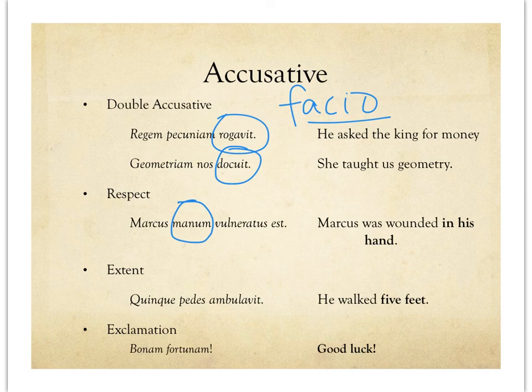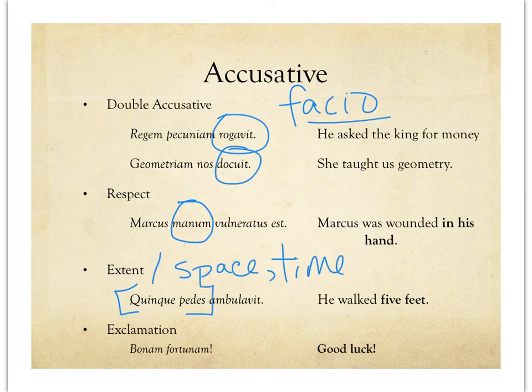We use the accusative for extent of space, and this is not unlike extent of time. So if you do something for a length of time, we use the accusative, and so likewise, we use it for space too. And you're always going to have a word that means some length of space, so that is a tip-off. So quinque pedes ambulavit, he walked 5 feet, he walked the extent of 5 feet, he walked for 5 feet. And just as if we had said he walked for 5 hours, quinque horas.